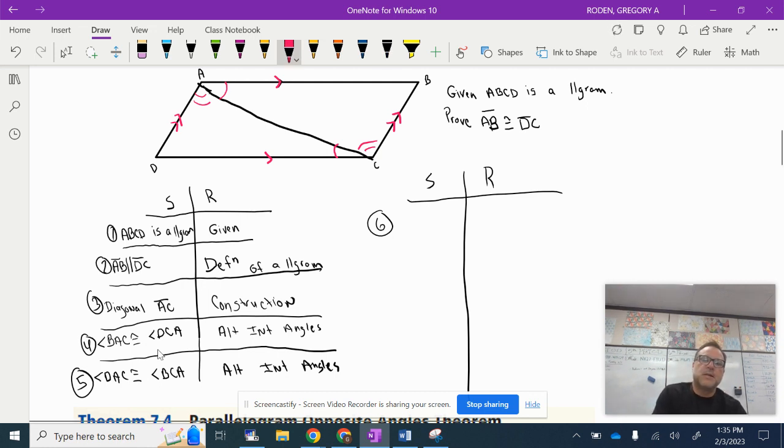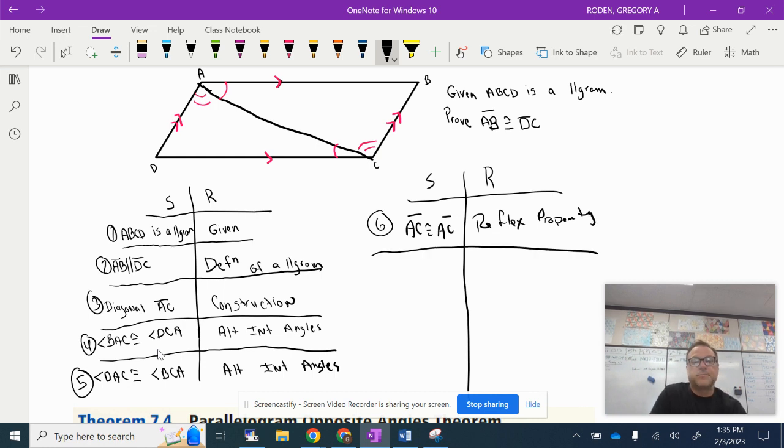Very good. Does everyone see that AC is congruent to AC? Grady, why is AC congruent to AC? Reflexive property of congruence, right? So this is just the reflexive property. You guys with me on that? Okay. What's the next move here? Ben, what's the next move?